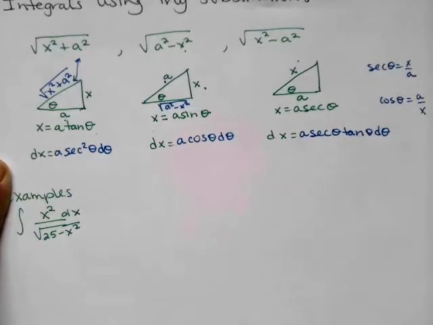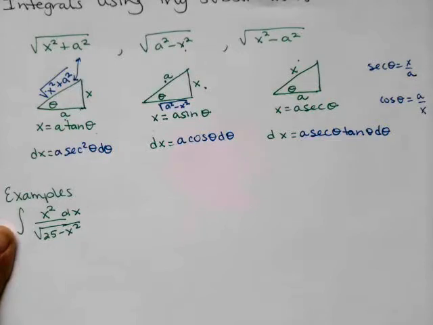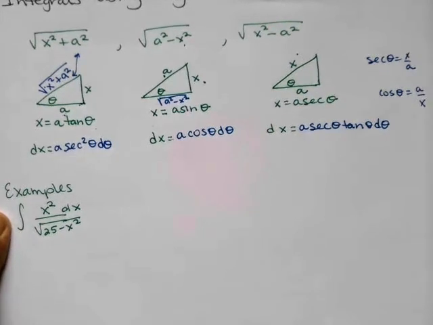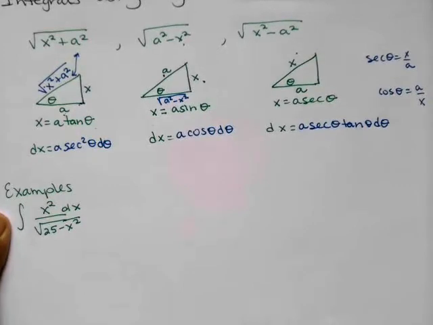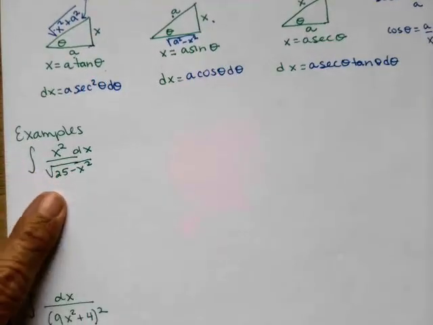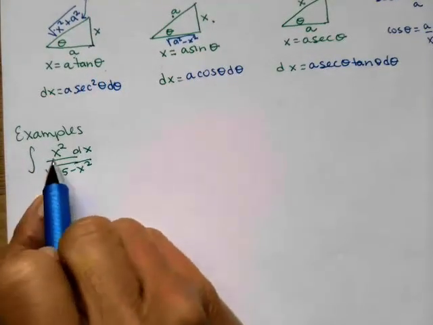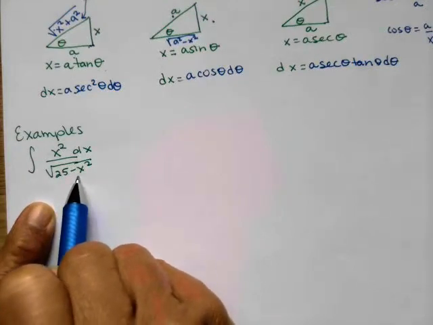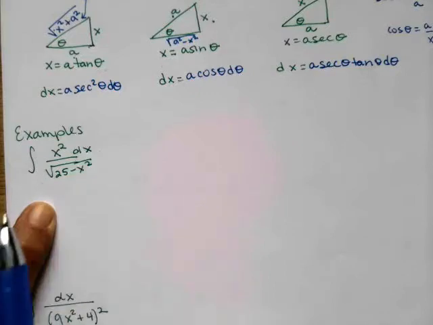And you might be thinking, well, how in the world would making those kinds of substitutions make anything look better? Well, you know, it might not look better, but it might at least be doable. So let's take a look at this first example. So I'm integrating x squared over the square root of 25 minus x squared dx.